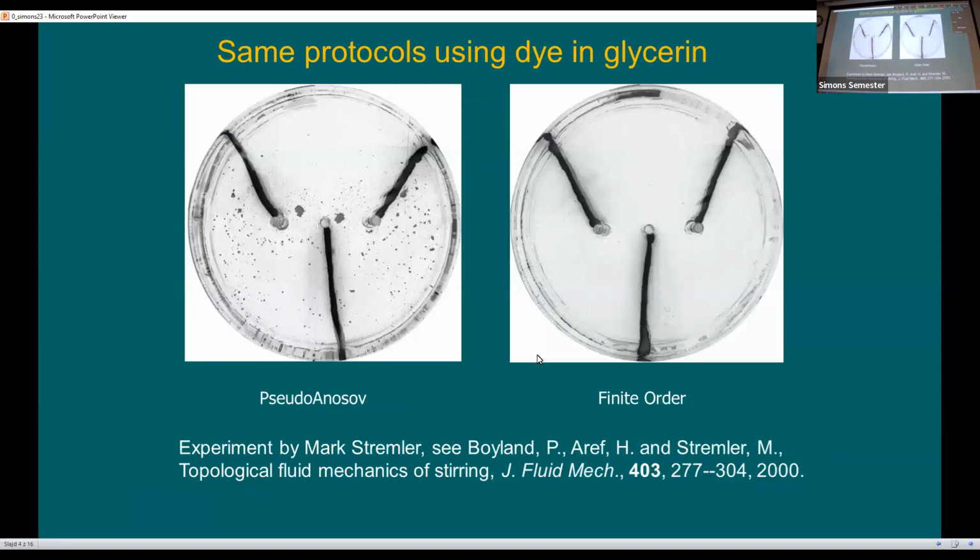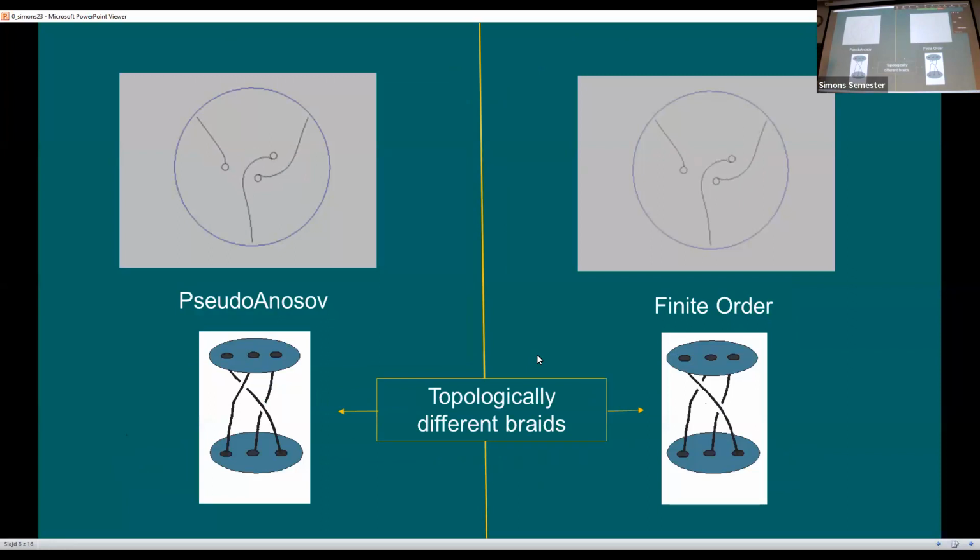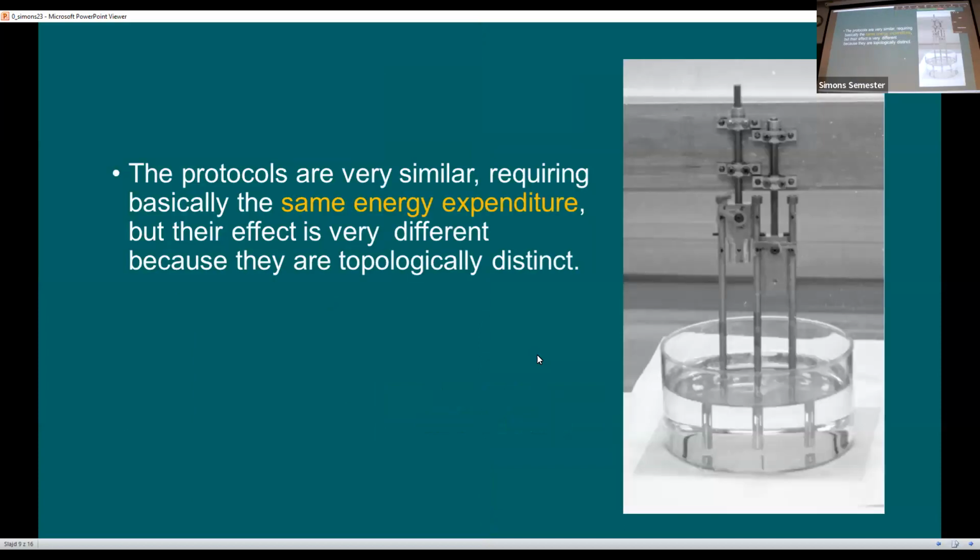So we did an actual experiment with this. This is glycerin and dye. You can see the numerics are accurately mirroring the actual fluid motion. One way to think about these is in terms of braids. You do the space-time trajectory of the motion of the stirrers, and you see you can't deform this one into this one. So basically, these are different isotopy classes, as we'll discuss. And what I say to engineers, this is basically energetically the same, but one mixes much better than the other.